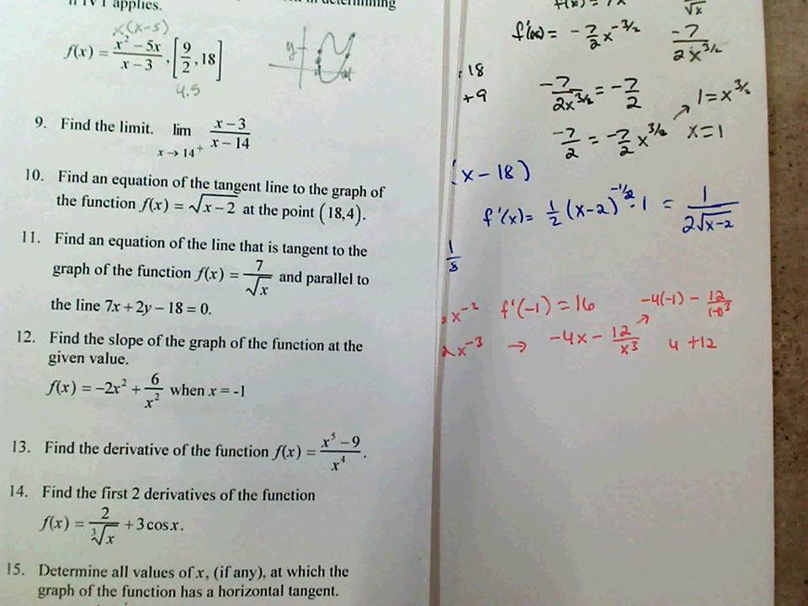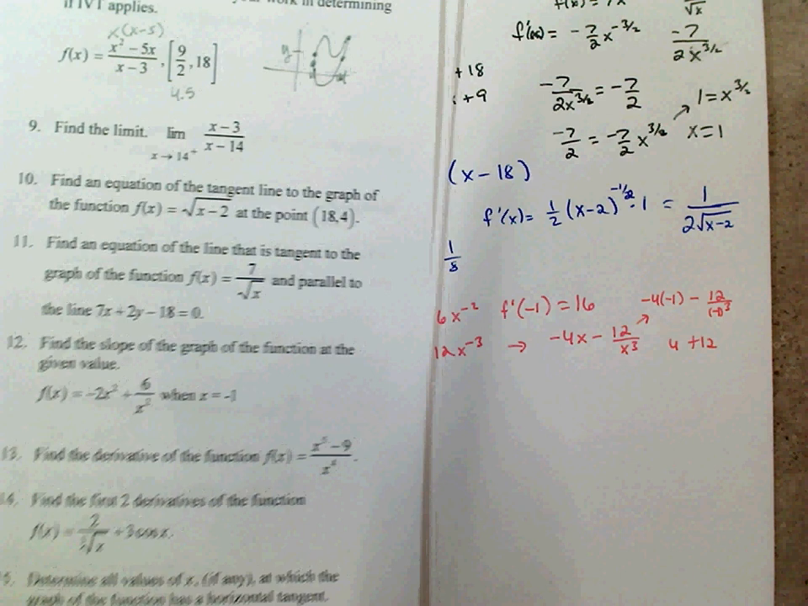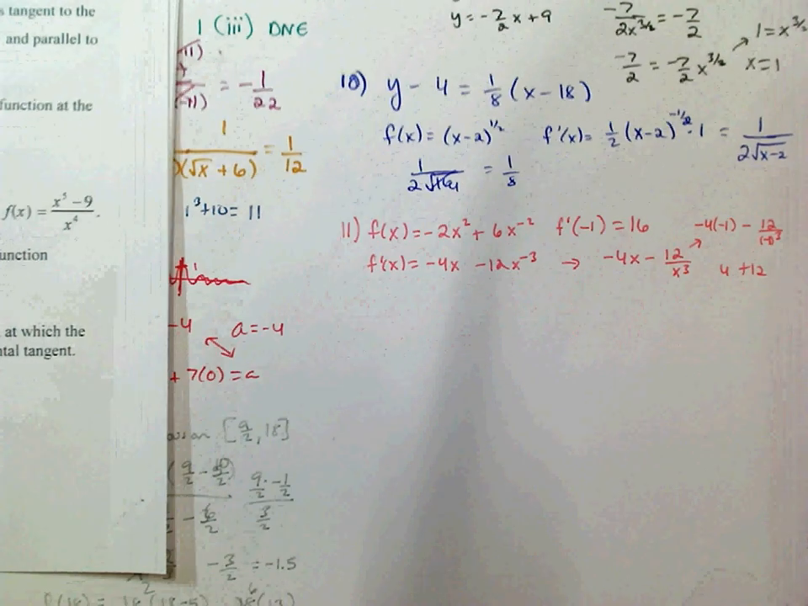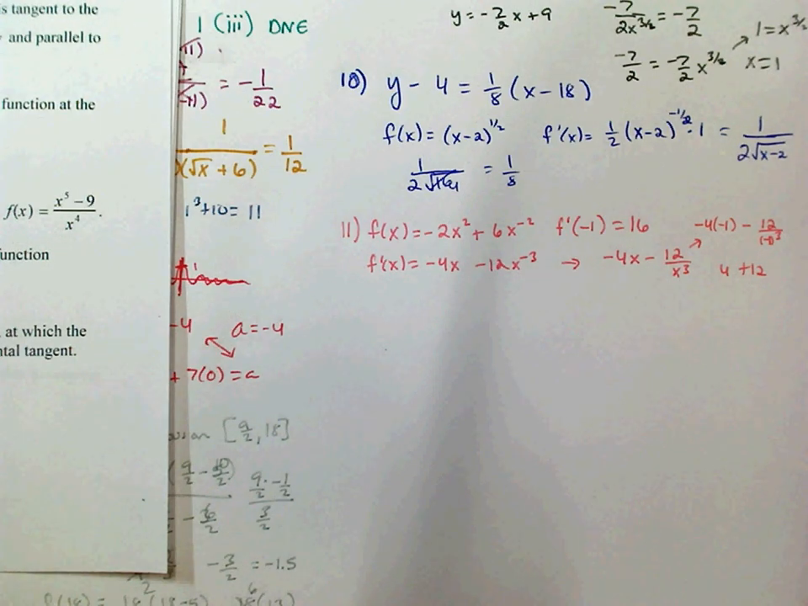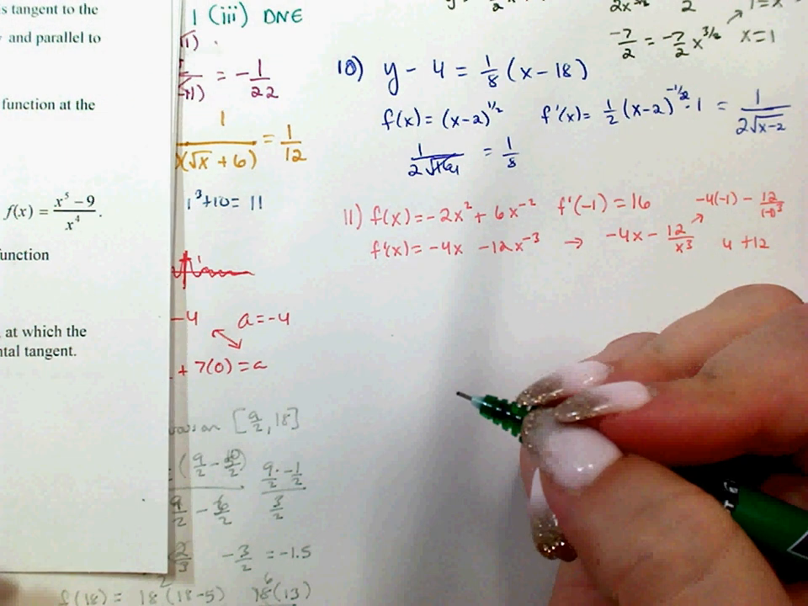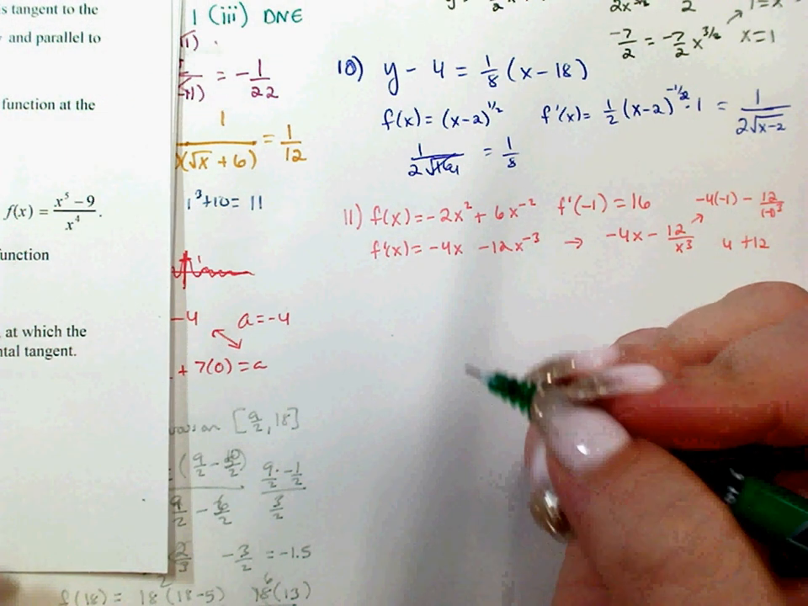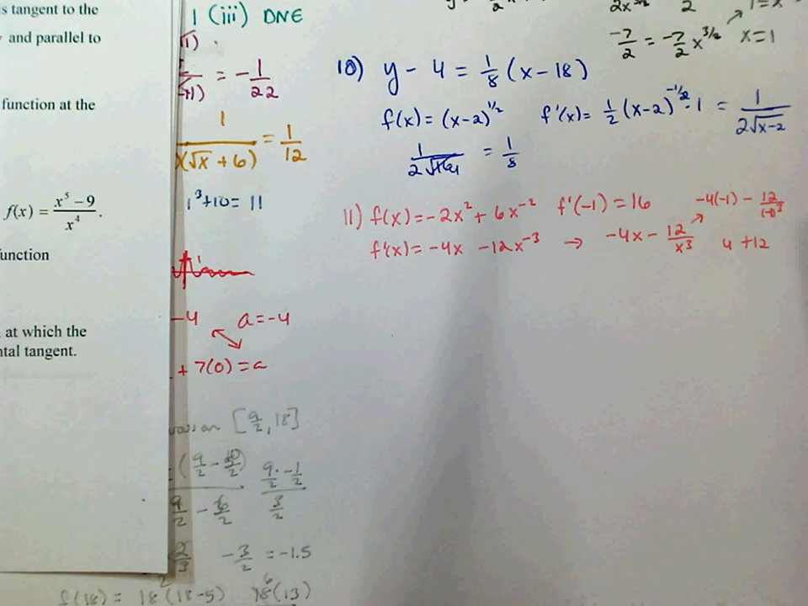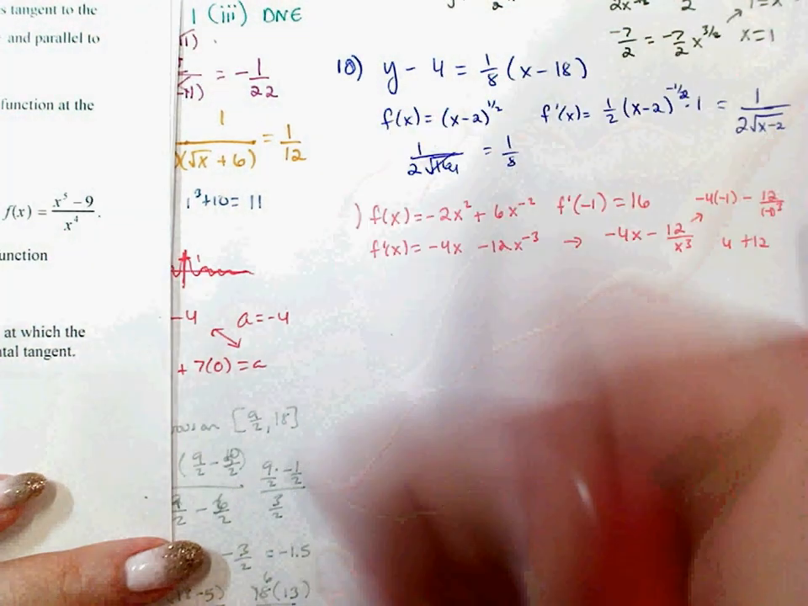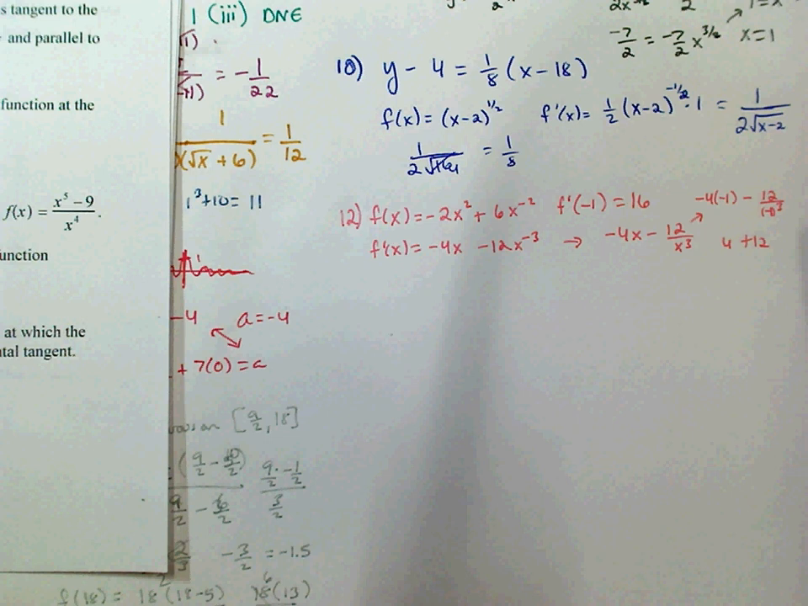That is number 12. Oh, interesting. Okay. Number 12. Dadgummit, Jennifer, that was 12. Okay. Number 13.